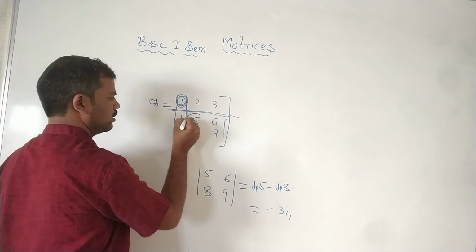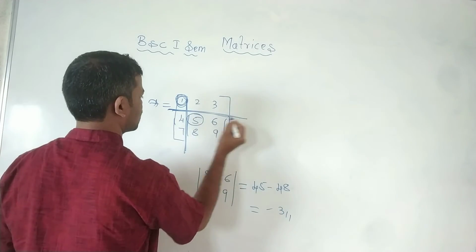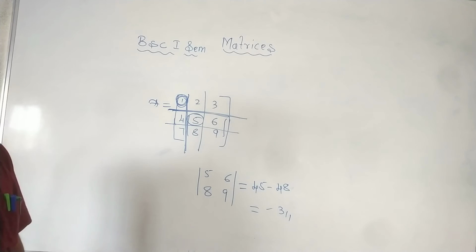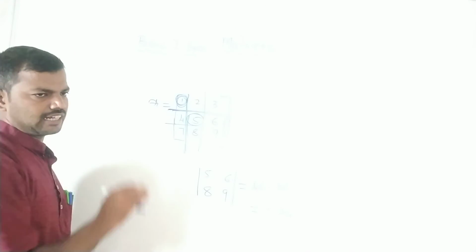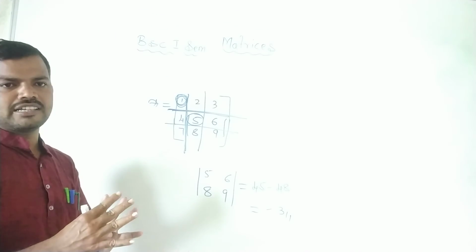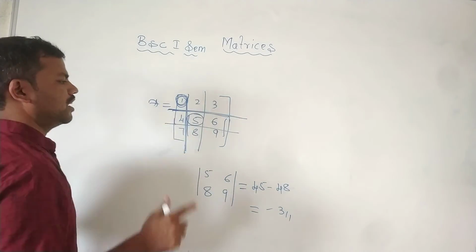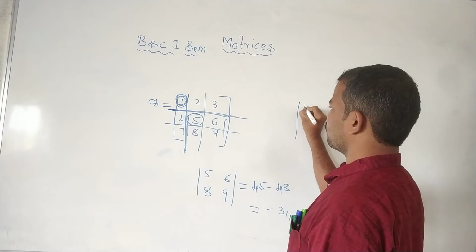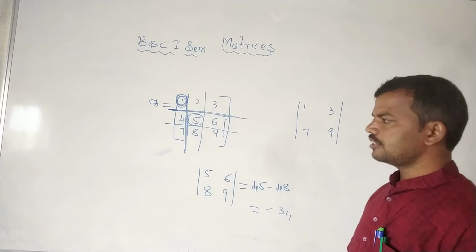Suppose what about the minor of 5? What is the minor of 5? Deleting that row and column containing that element, the determinant obtained is called the minor of that element. What is the minor of 5? That is the determinant of 1 3, 7 9.